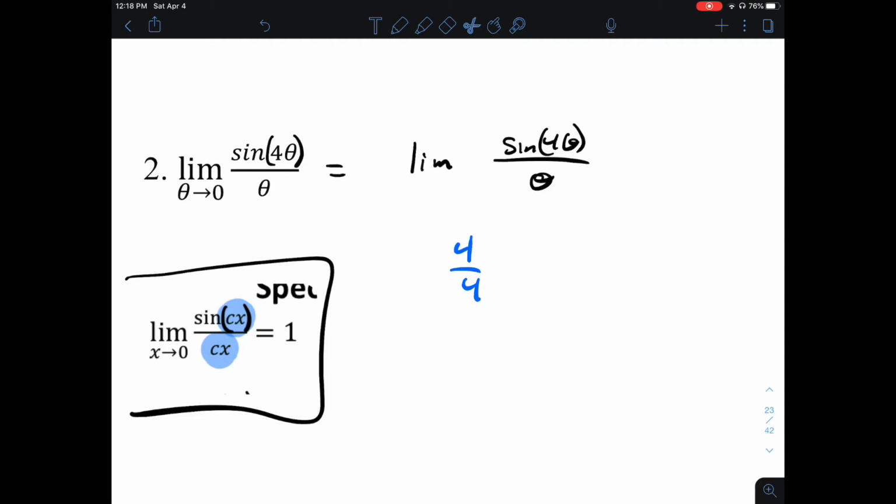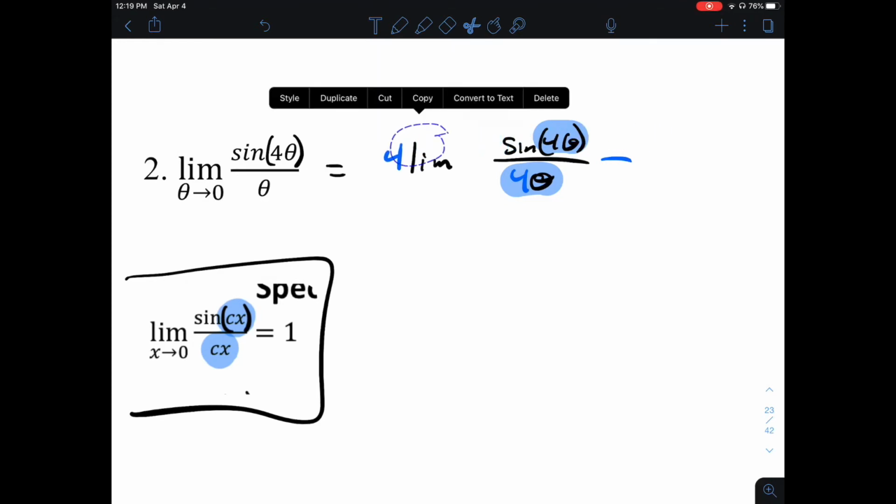You are allowed to multiply by 1 anytime you want. If I multiply this by 1, it will not change the value, but it could change the way it looks. I'm going to multiply by 1 in the form of 4 over 4. I'm going to put this 4 here strategically so that these are identical. Then I'm going to take this 4, and I could put it here, or I could just pull it all the way out to the front.